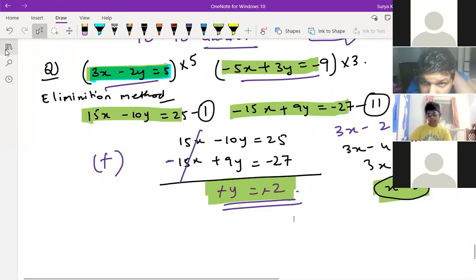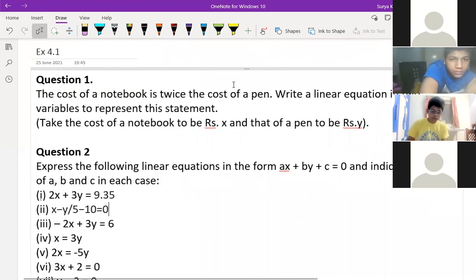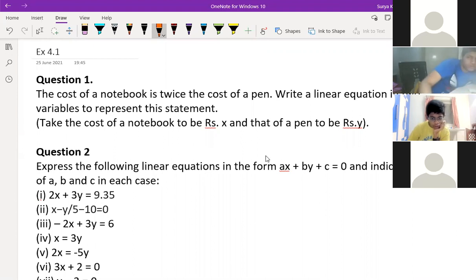You try to understand. The first exercise is exercise 4.1. The question is: the cost of a notebook is twice the cost of a pen. Write a linear equation in 2 variables to represent this statement. Here, this is a pair of linear equations in 2 variables, right? You have to take the cost of the notebook and the cost of the pen separately. See, here they have taken one, this one also. They have given 2x is equal to 2. Sir, I think I did this question.